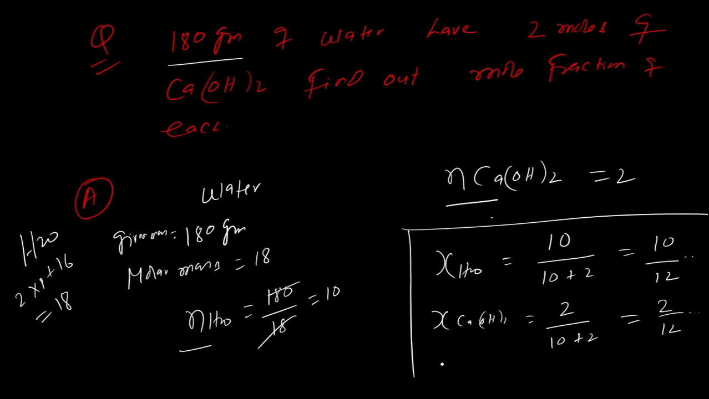Or you can also find the mole fraction of calcium hydroxide in one way, because as you know, the mole fraction of A plus the mole fraction of B is equal to 1. So the mole fraction of calcium hydroxide is equal to 1 minus the mole fraction of H2O. So you will get the same answer as you got with the formula. Now what more types of questions can they ask? They can ask you some more questions just like this.